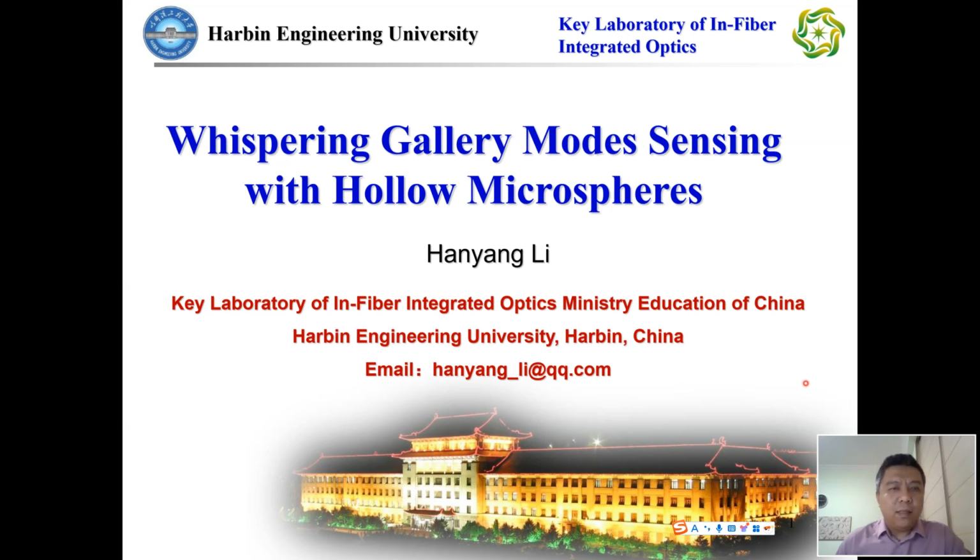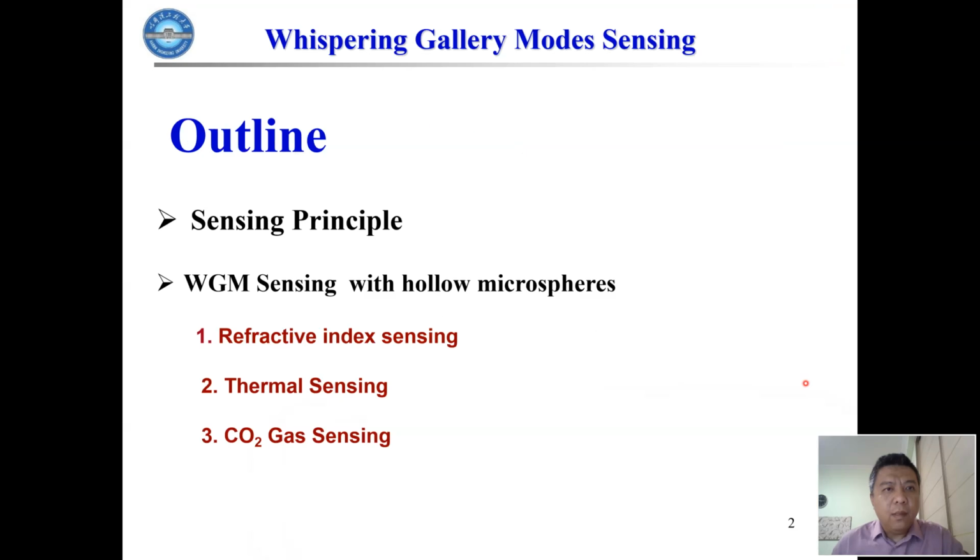So my topic is whispering gallery mode remote sensing with hollow microspheres. The outline includes sensing principle and remote sensing with hollow microspheres, and this also includes 3 points. The first one is refractive index sensing. The second one is thermal sensing. The third one is carbon dioxide gas sensing.